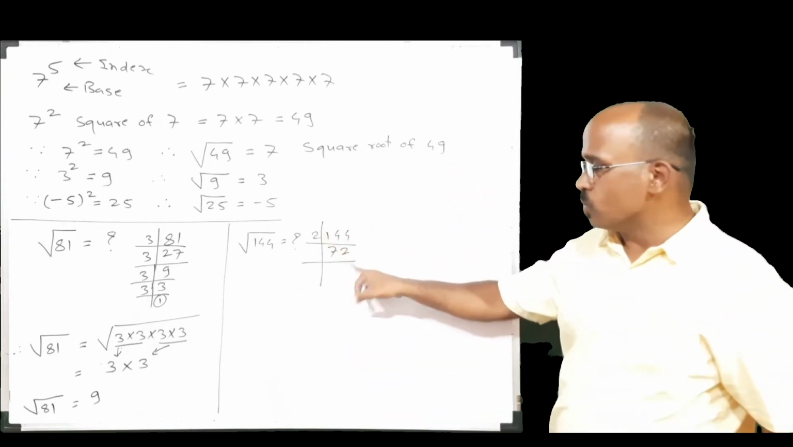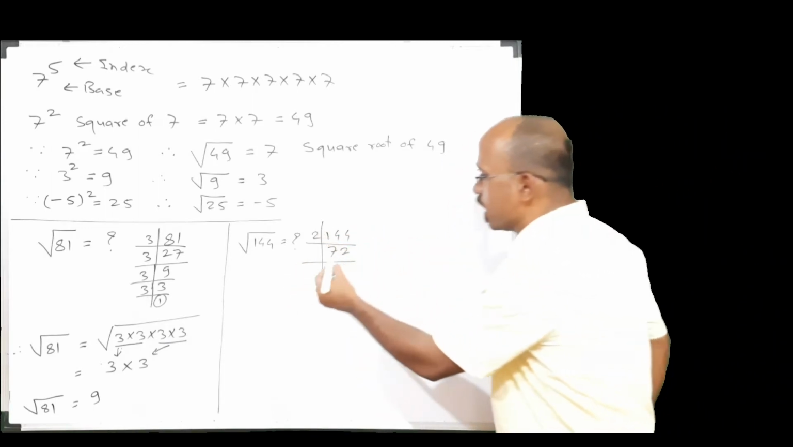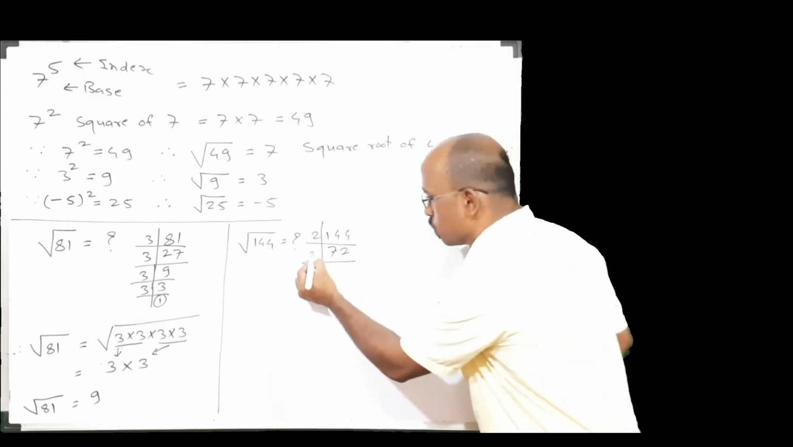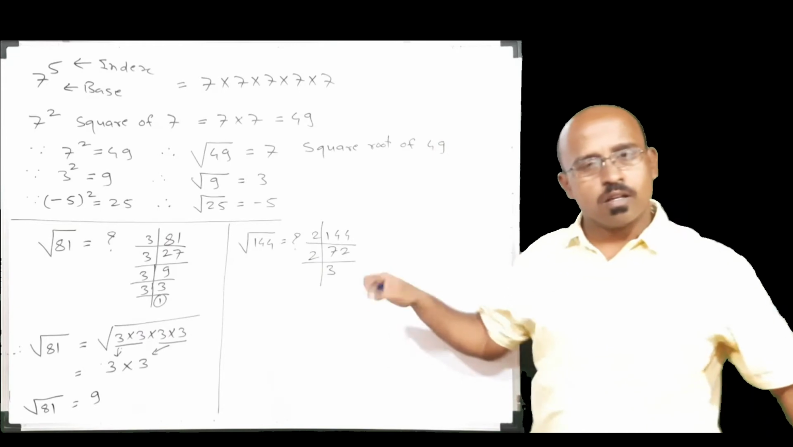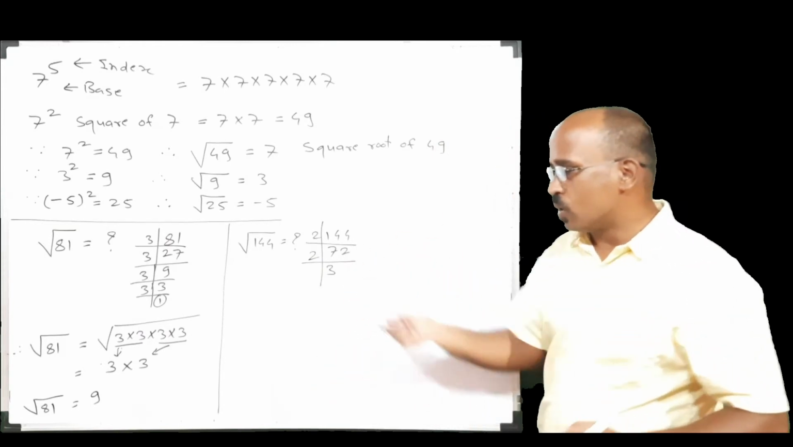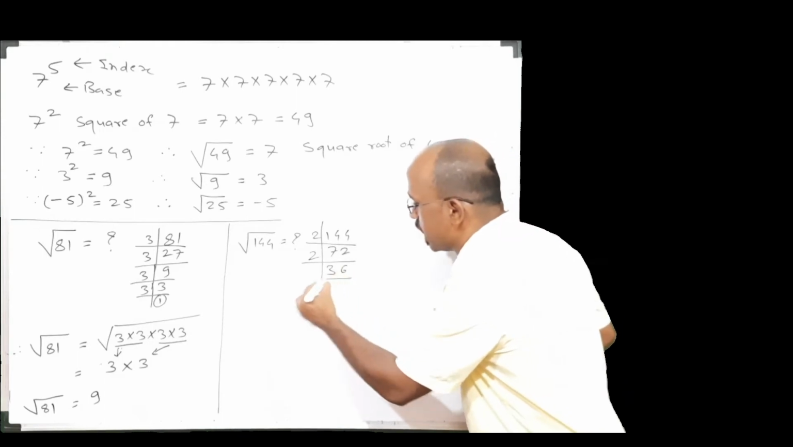144 divided by 2, 72. If we again divide it by 2, because ending with 2, so it's divisible by 2. Let's divide it by 2. 2 3s are 6. 7 minus 6, 1. Take out this 2 on that one, 12. 2 6s are 12. 36 ending with 6.